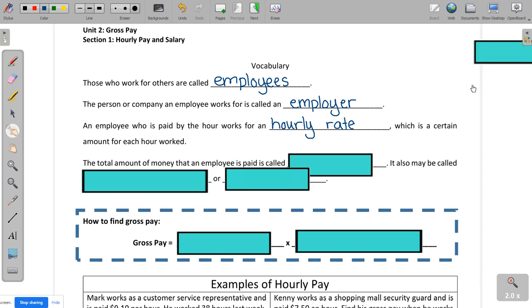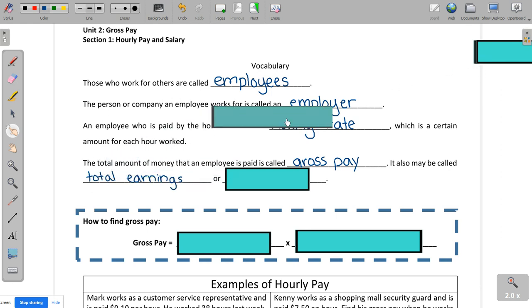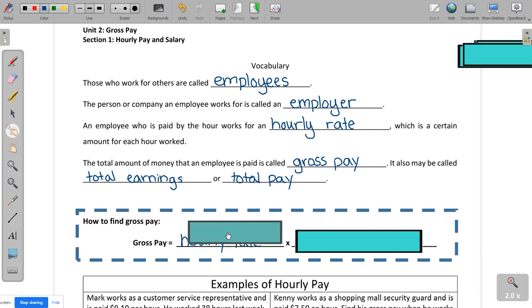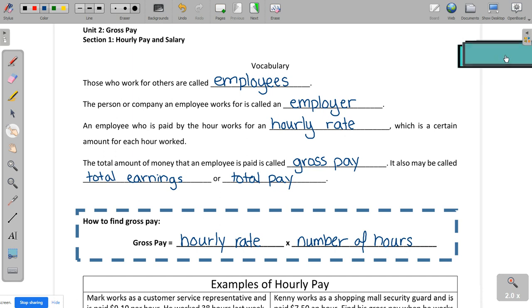The amount of money that an employee is paid is called gross pay, and you can also see it being referred to as total earnings or total pay. So let's look at the formula for gross pay. We are going to take the hourly rate, how much they're paid per hour, and multiply it by the number of hours they worked.